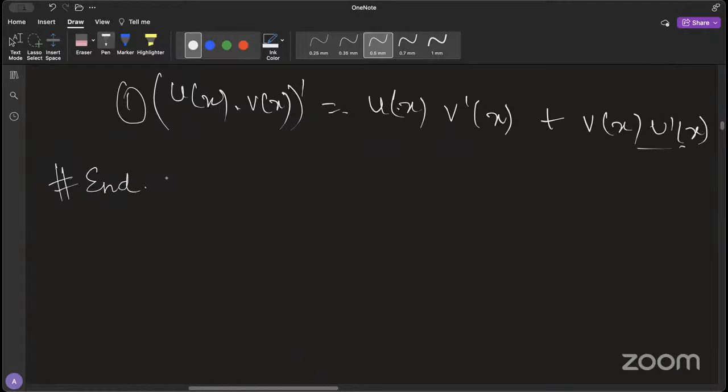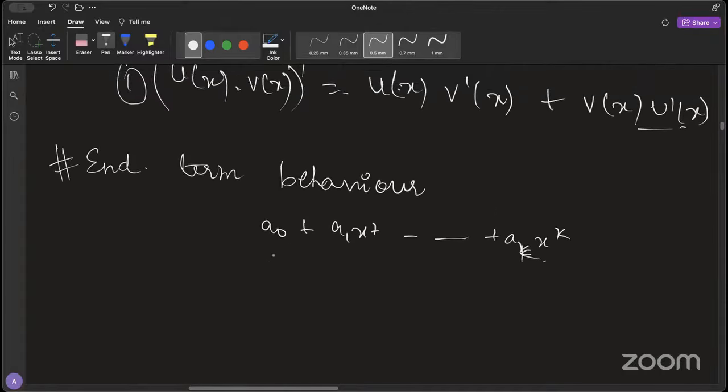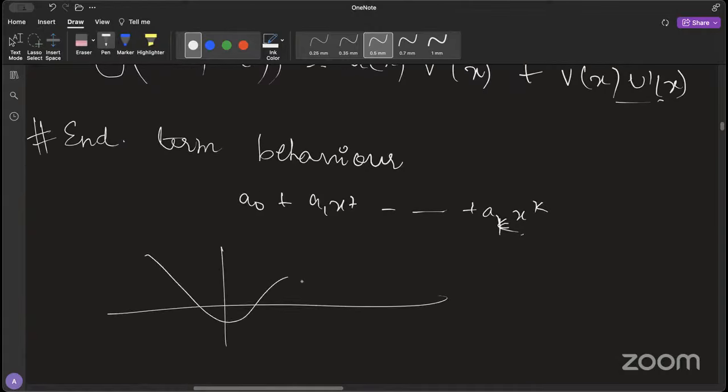Or end term behavior, which means if you have a naught plus a1x, if this is your polynomial, ak x to the power k, then your polynomial is like this, right? It's something like this. So end term behavior is this. So this is when x tends to infinity, right? Where does your function go? This is x tending to infinity here. This is x tending to minus infinity here. Right, on this side, x is tending to minus infinity. On this side, x is tending to plus infinity.